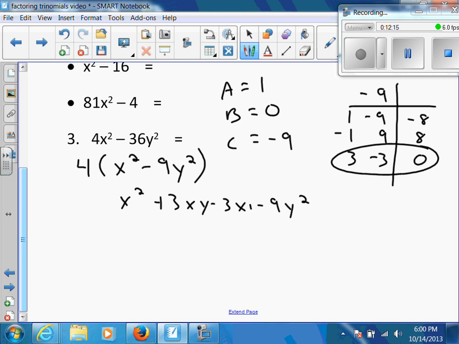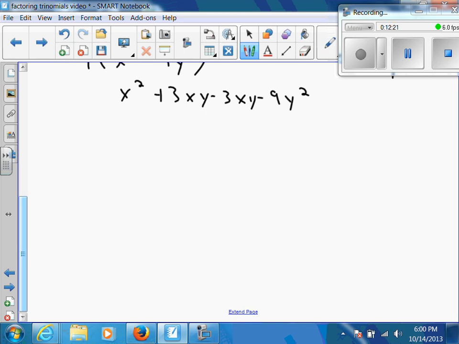Now I'm going to factor by grouping, so I'm going to come down and make my prime factorizations. X squared, 3xy, 3xy, and 9y squared, 3 times 3 times y. Nothing's the same in all four, so I'm going to break it down.